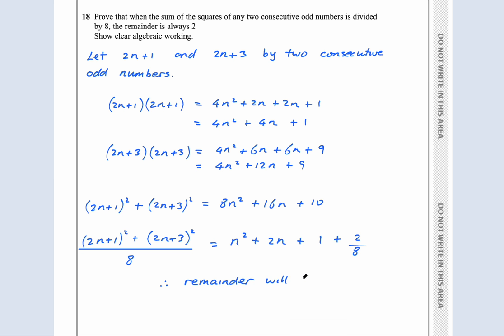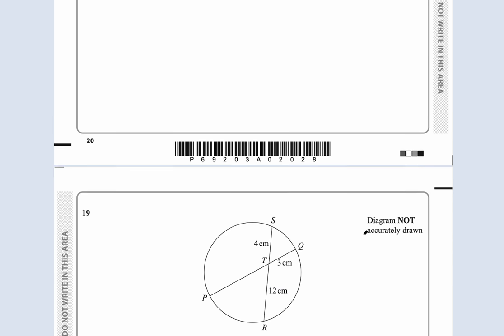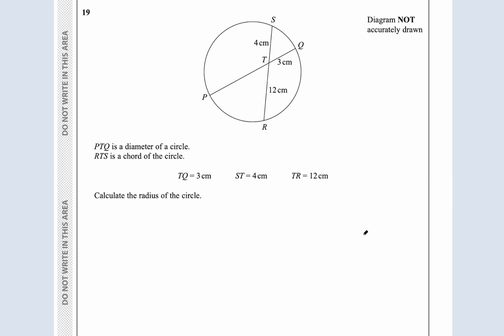Hence, therefore, the remainder will always be 2, because you can see this is the 2. It's because of the 10 you can't divide 10 by 8, but when you do divide by 8 you get a remainder 2. So that's it. That's question 18. Question 19.